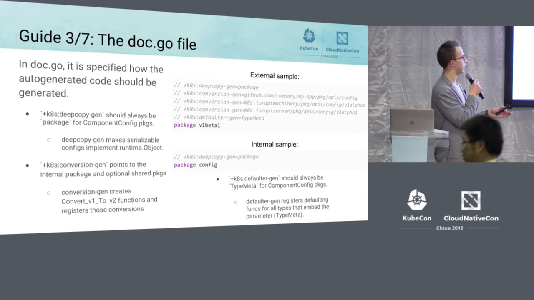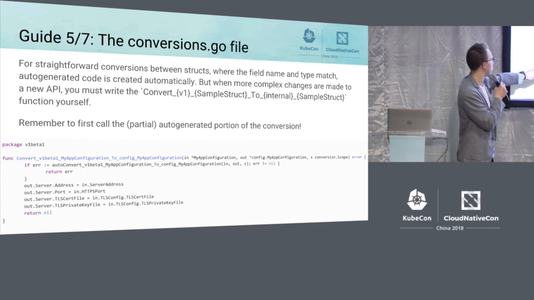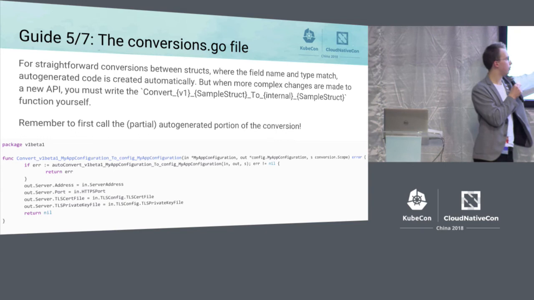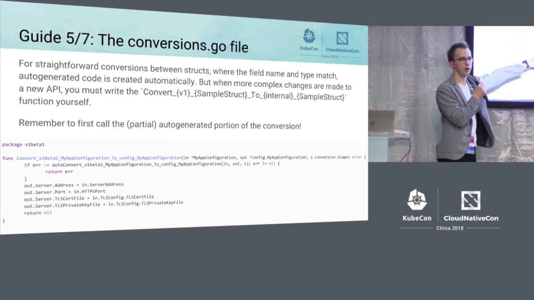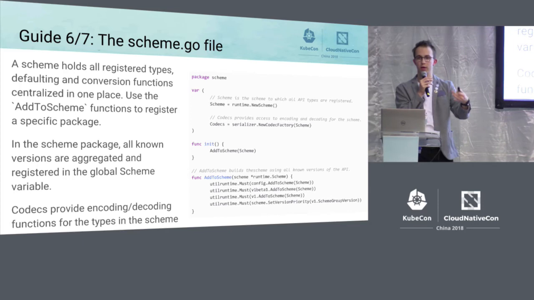And we also register defaults, so that if a field is not set, then we set it to some default value. And here is a sample conversion code. A field that was earlier named server address has now been moved into a dedicated server object and address. And then we have a scheme which registers all internal and external types. So the scheme does the automatic conversion.